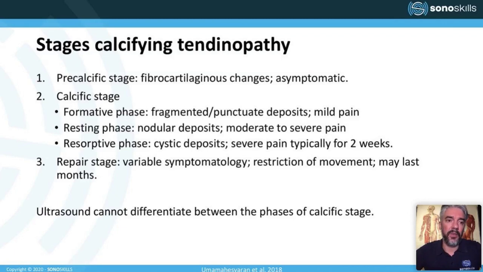And then in the end, a lot of calcifications are actually self-limiting, and they are being absorbed by the human body. So an ultrasound can play a role in looking at these calcifications, but is not very suitable to differentiate in which phase a certain patient is. And I think that the second stage, the calcific stage, and these three phases in the calcific stage, are most clinically relevant, but ultrasound can only look at it, but not differentiate.